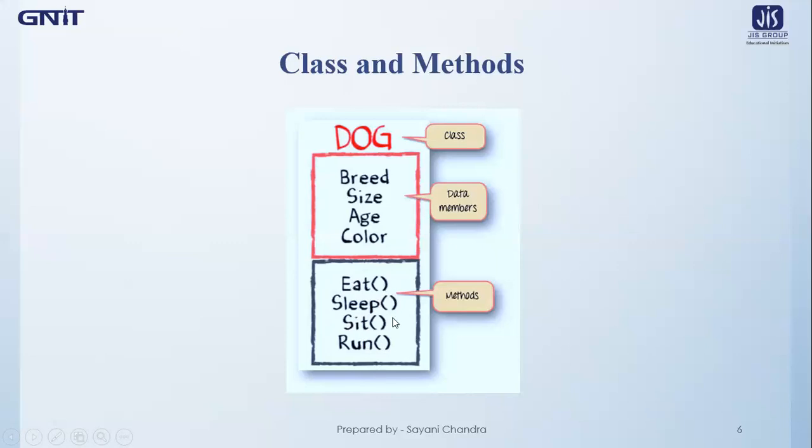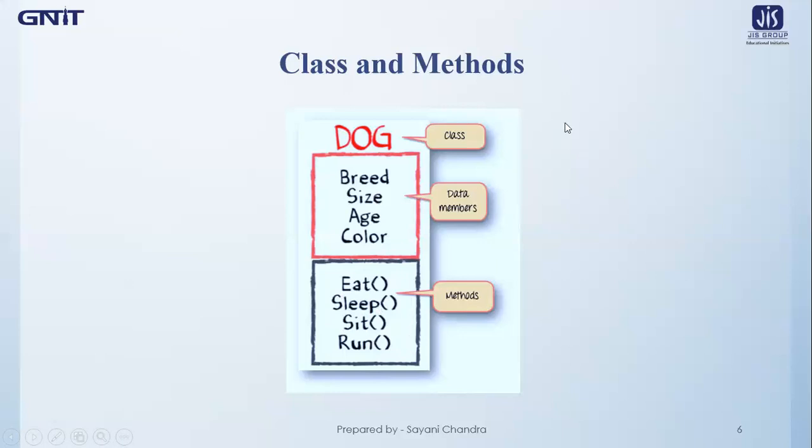These methods or functions will actually use these data members in order to operate on these data members, because a particular breed, size, age, and colored dog object will have a particular property of eating habit, sleeping habit, sitting habit, and running habit. That means all these methods mentioned here will use these data members in order to state the behavior of each of the dog class objects.